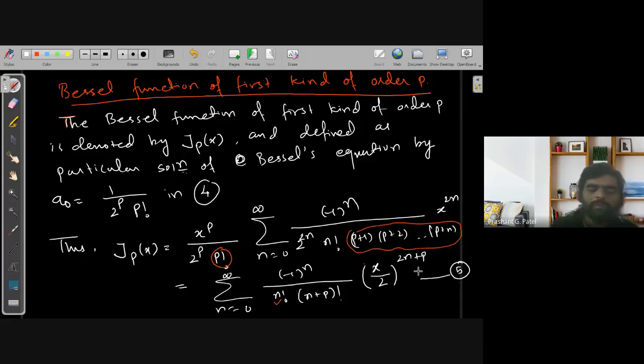And which completes the objective which I started with, that is to define the Bessel's function of first kind and also solve the Bessel's equation. If you have any doubt, you can ask related to this.